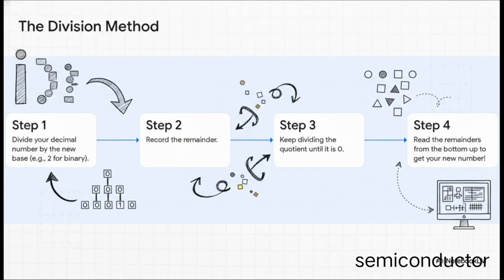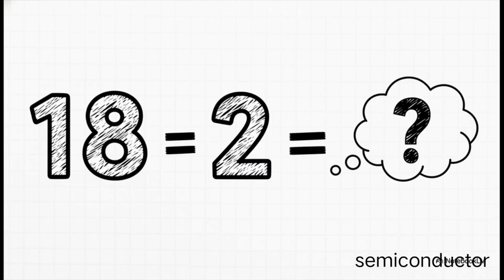This little recipe is called the division method, and it's your go-to tool for converting from our decimal system to any other base. The process is super simple. You just keep dividing your number by the base you're aiming for, so in this case, 2, and you jot down the remainder each time. That's it. Your answer is just all those remainders you collected read backwards. Okay, let's do it. We're going to convert 18 to binary.